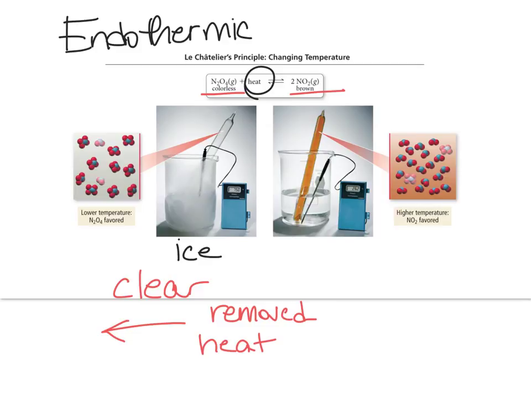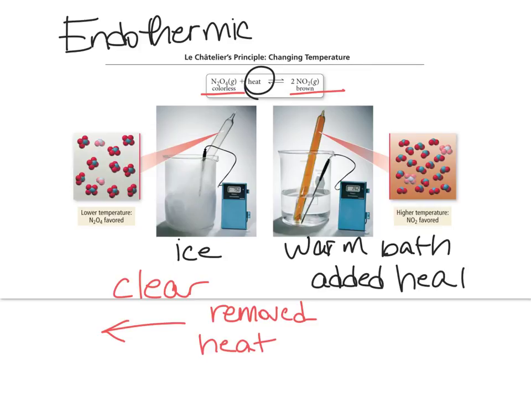Right, in the second picture here, we're shown that the temperature has gone up, and we see that we've got a warm bath for this container. And now that we have added heat, the reactant shifts to products. And we can see the change in color from clear to brown.